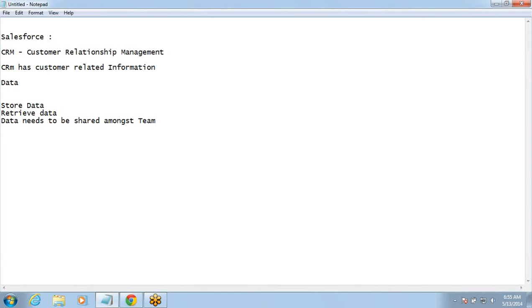So data needs to be shared, and this data needs to be secured as well. It has to be shared and it has to be secured. Right. So these are the other attributes. Apart from storing the data, a CRM also needs to be shared, it needs to be secured, and it also needs to be designed in such a way that the data can be retrieved quickly at a very high pace. Right.